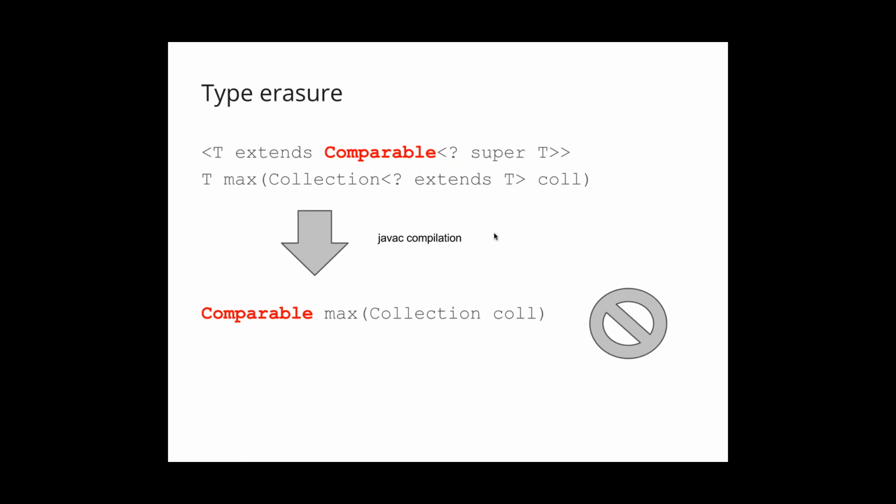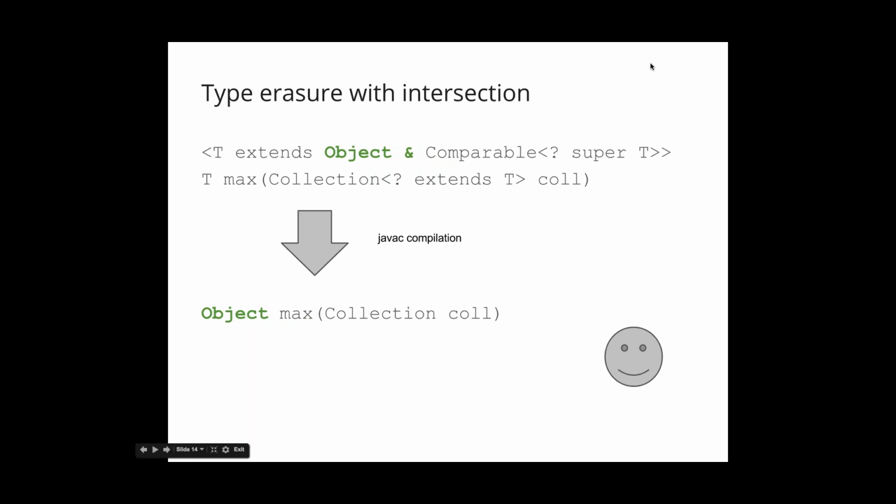So they had to come up with a trick to preserve binary compatibility. And the trick is actually to introduce this intersection type. So by saying object and comparable, what the compiler will generate is a signature that says, well, actually the first element in this intersection type is the type that makes it through. So in this case, we'd have the max method that takes a collection and returns an object, which is exactly the same signature that we had earlier, but now we get the benefit of having type safety using generics.